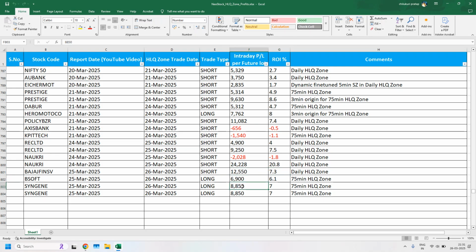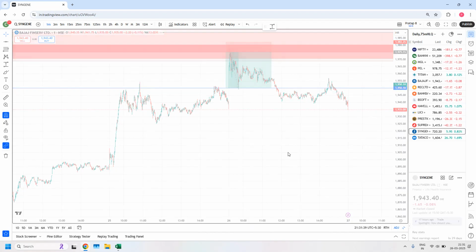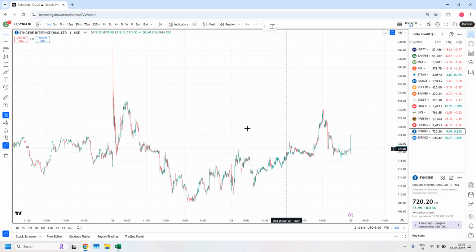See, next one, Syngene, it gave two trades. 7% ROI, because here the futures margin cost is less. That's why you got a better ROI. Your investment is maybe 1 lakh or 1,10,000. That's it. So you got more profit. Okay, this is Bajaj Finance, and next one is Syngene. This is 75 minutes demand zone.